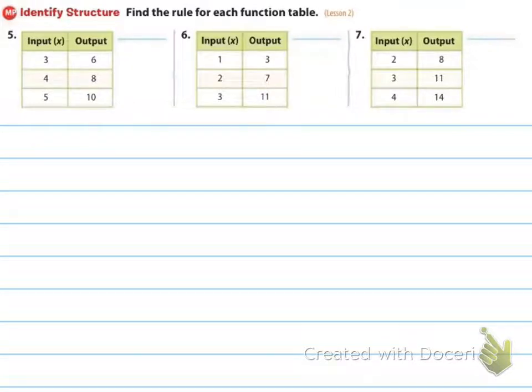Okay, for number 5, 6, and 7, it says to find the rule for each function table. So I'm going to go through this with you and this is literally the first time I'm looking at it as well, so I'm going to go through the steps that mentally I go through whenever I'm doing these types of problems.